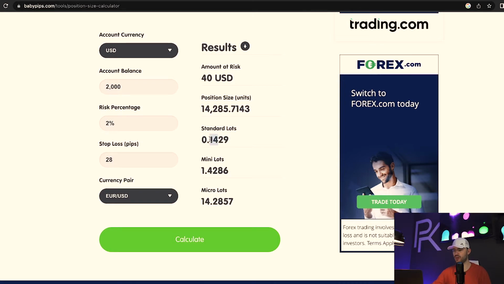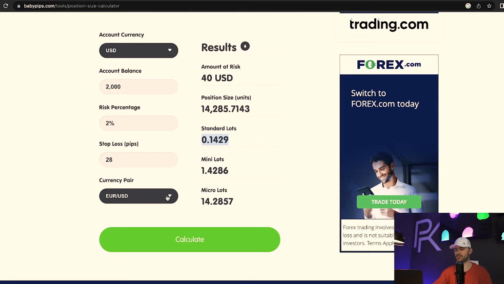0.1429. You're always going to round down, so you're going to use 0.14. That is your lot size you put into your MetaTrader 4 or MetaTrader 5. And in this case, you're risking 2%. 2% of 2,000 is what? $40. So the goal of this is to understand that you have a managed risk here at $2,000, 2% risk, 28 pip stop loss, and that's where we sit there.